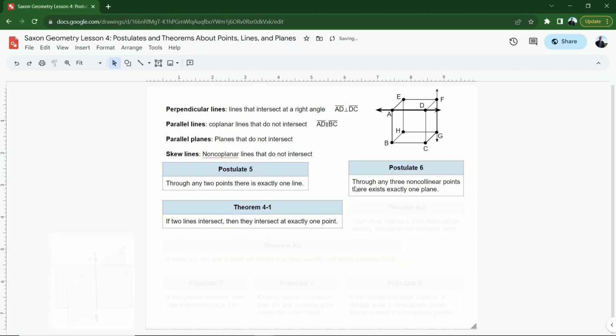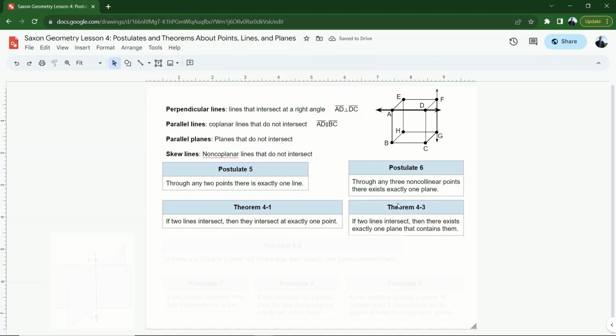All right, what about postulate 6? Through any three non-collinear points, there exists exactly one plane. Notice we have the qualifier word non-collinear in there. That means that if 3 points are on the same line, there's an infinite number of planes that contain that one line. But if we have 3 non-collinear points, C, B, D up here, there's just that one plane that contains all 3. I can't draw a second plane that contains those 3 points other than the first one that I drew.